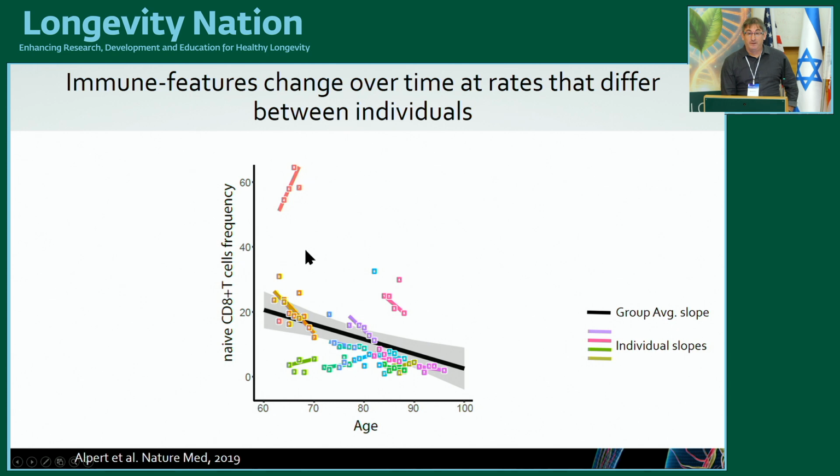But we have enough data to model how this behaves in every individual differently, and so that's the colored lines. You can see the differences in rates between individuals. In fact, some people actually go against the dogma. Their naive CD8 T cells go up in those years of the study, and it matters. This is just one cell type, but we actually have many different cells, and we're seeing differences in the rates of change between individuals, and in fact the average really doesn't necessarily describe what is happening.